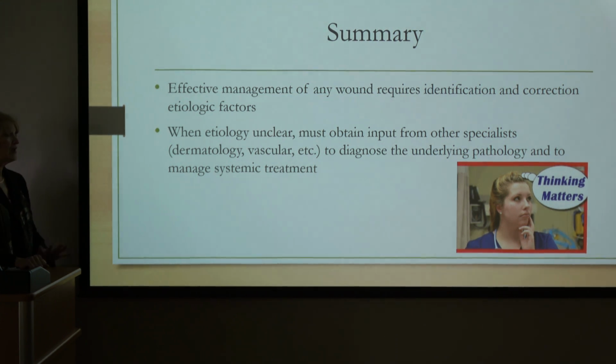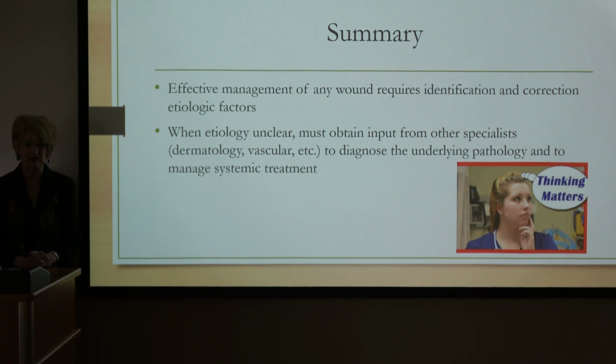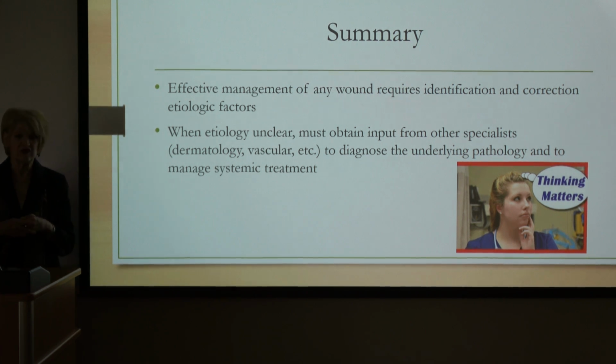So in summary, as you know, effective management of any wound requires accurate identification of the causative factors and measures to correct those causative factors. We will never, as WOC nurses, know everything that's out there, and we don't have to. Here's what we have to do. We have to have good critical thinking skills. We have to do an appropriate assessment. So we have to look at what's the patient's medical surgical history.